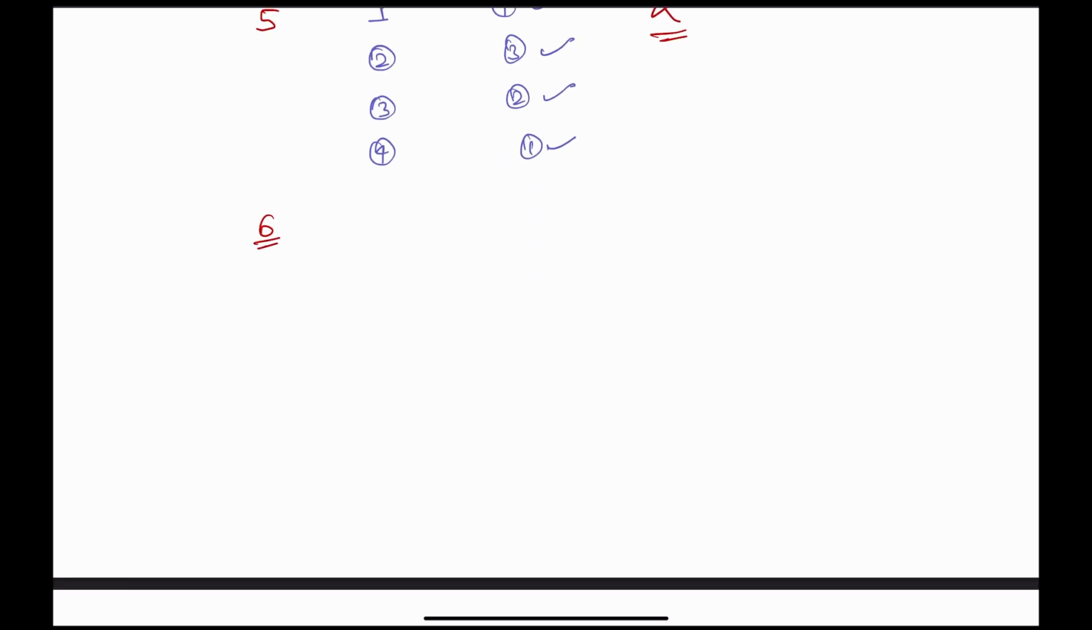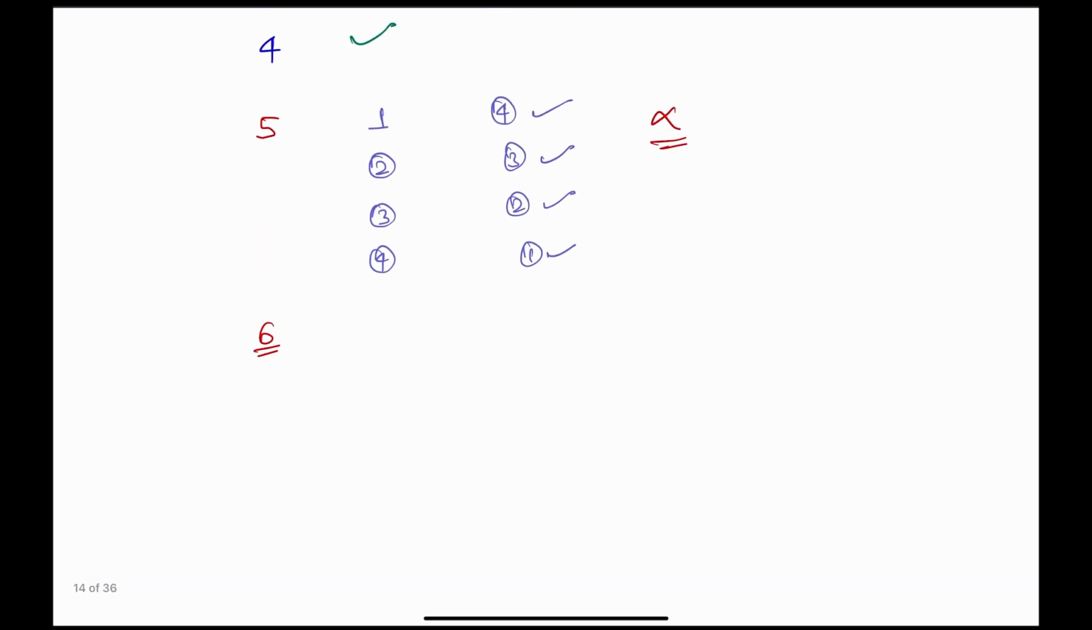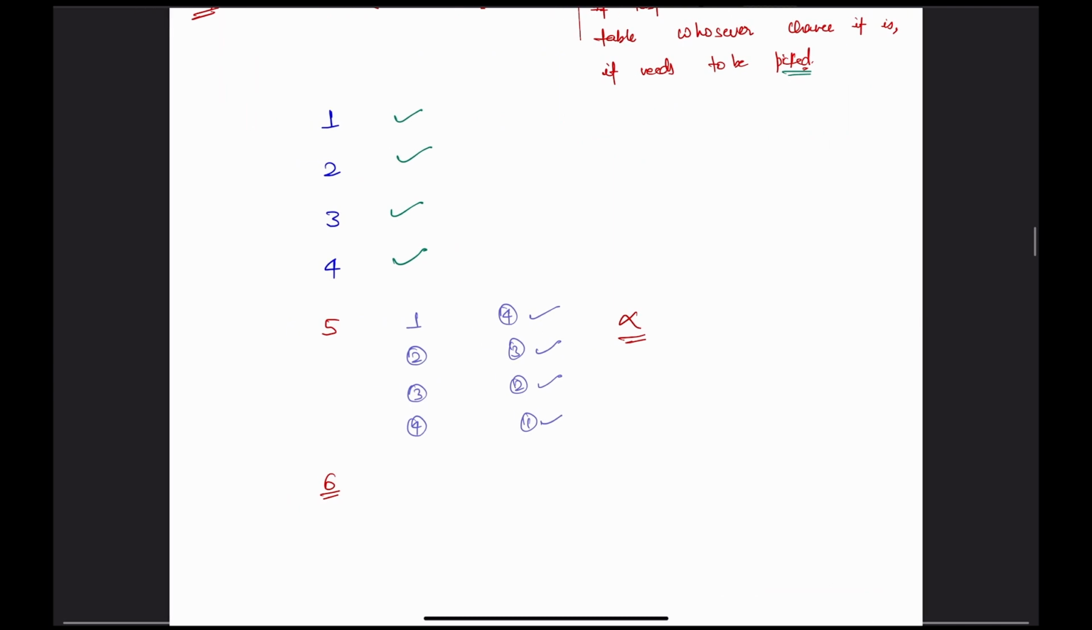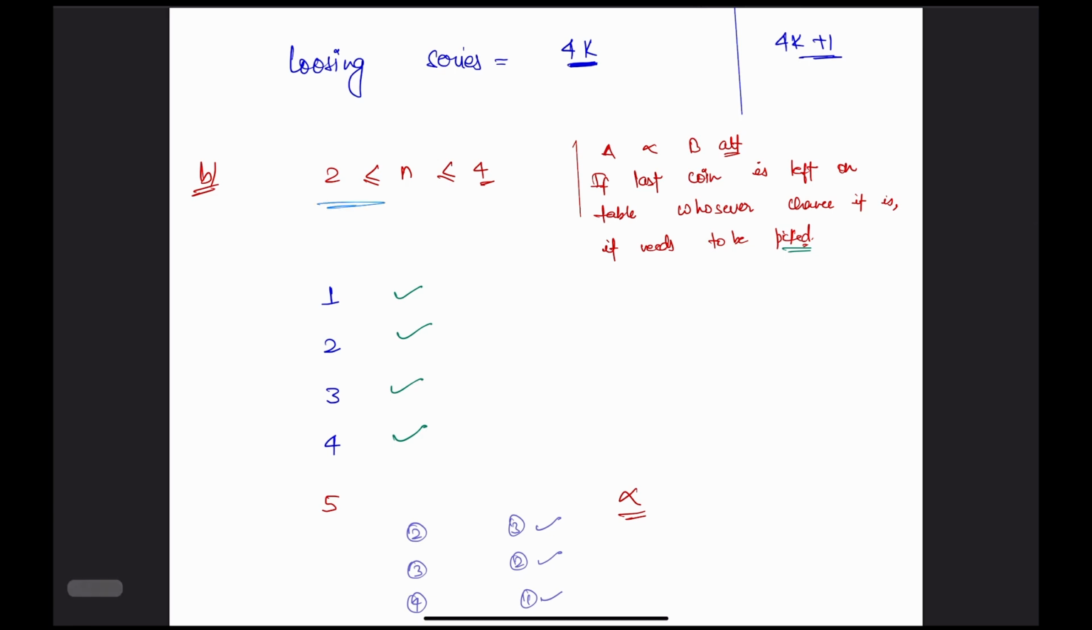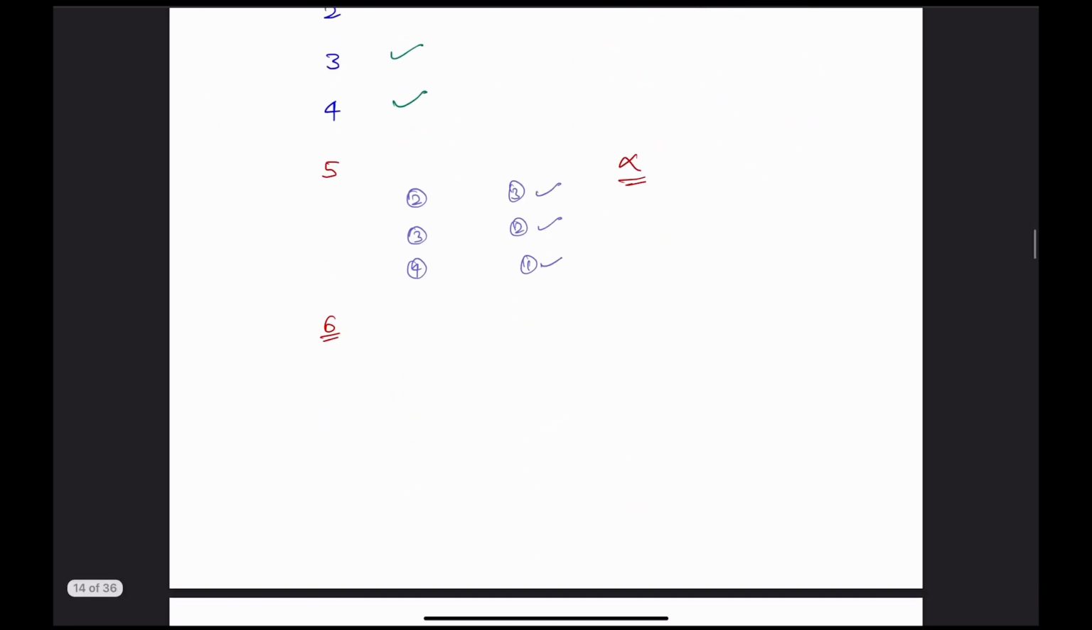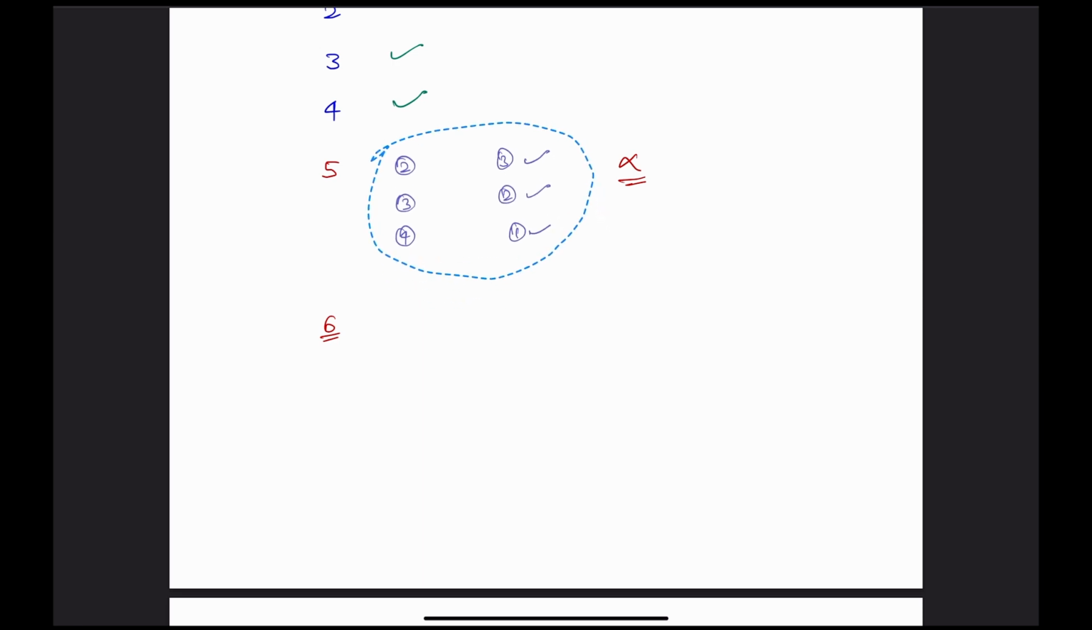When 6 coins are there, if the first person chooses 1, oh sorry, let me correct myself over here, I made one mistake. He cannot choose 1 coin, there's no possibility. He can choose between 2 to 4, that is what I have written over here. He chose between 2 to 4 and still he lost. He cannot win the game.